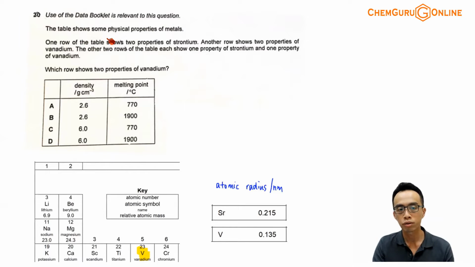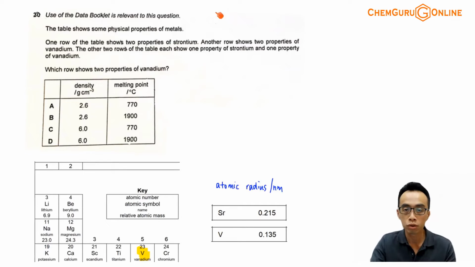The table shows some physical properties of metals. One row of the table shows two properties of strontium. Another row shows two properties of vanadium. The other two rows of the table each show one property of strontium and one property of vanadium. So the question is asking which row shows two properties of vanadium.